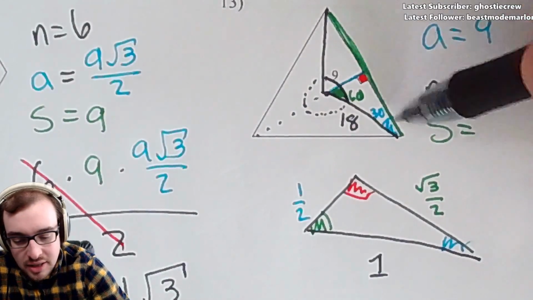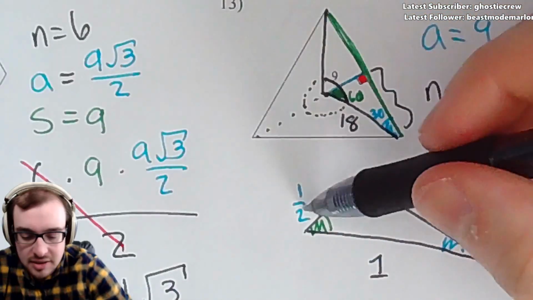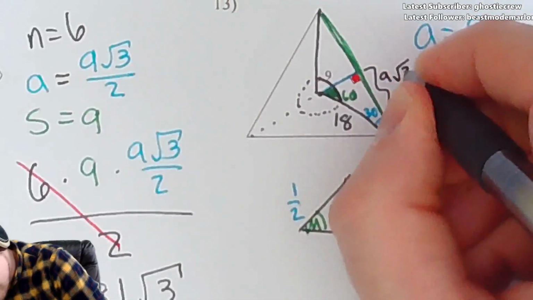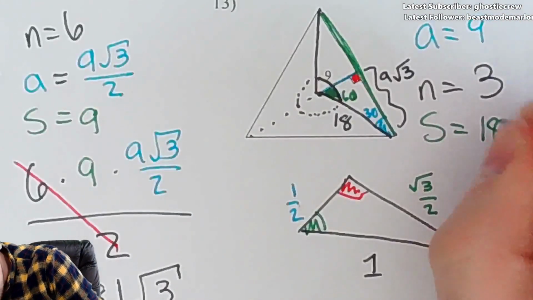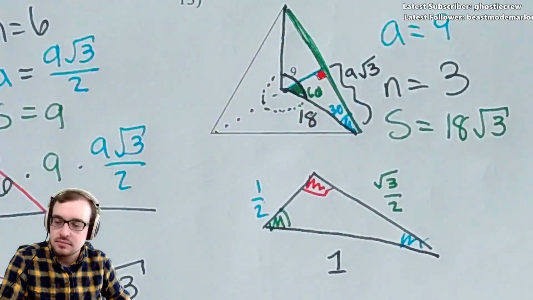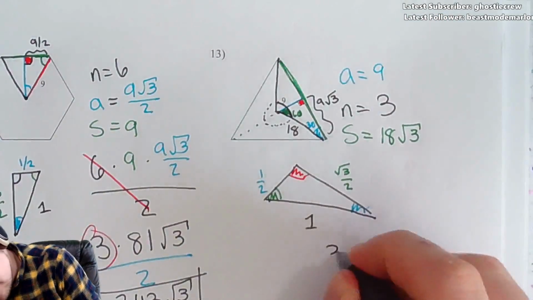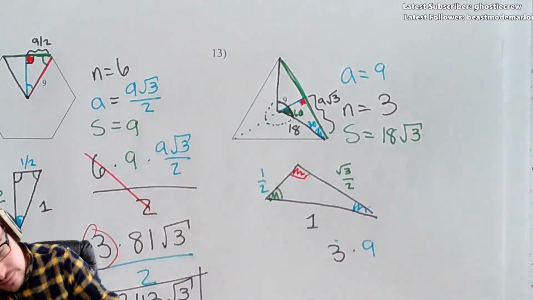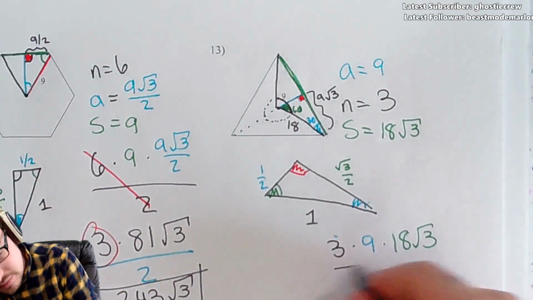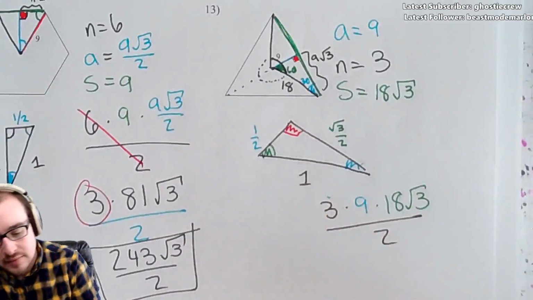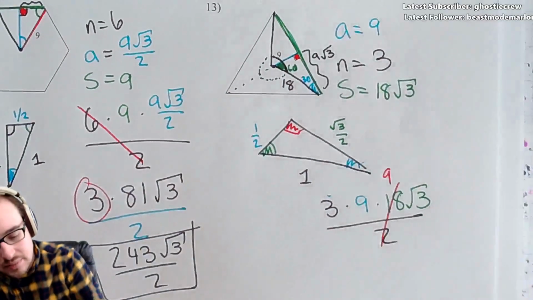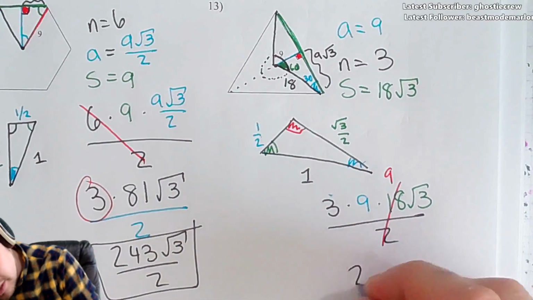And to figure out this bit right here, all I need to do is take this guy and multiply by root 3. So I take this guy and multiply by root 3, and I get 9 root 3. And the whole thing will be double that, 18 root 3. The whole length there. 3 times 9 times 18 root 3 all over 2. 18 divided by 2 is 9. 9 times 9 is 81. 81 times 3 is 243, like we found out last time.